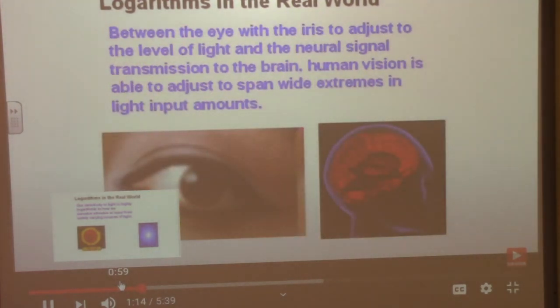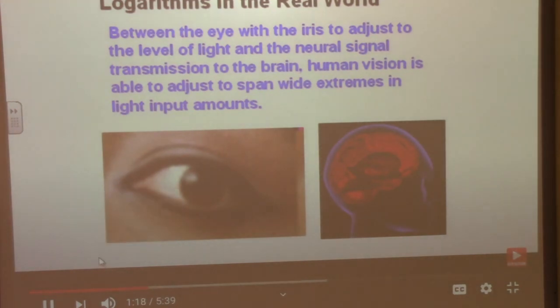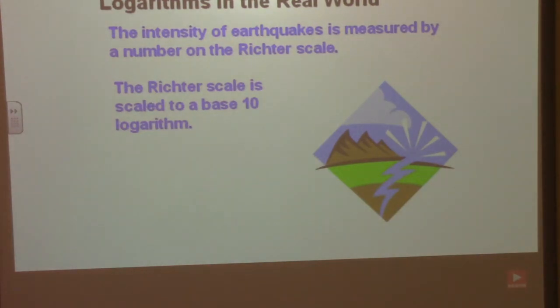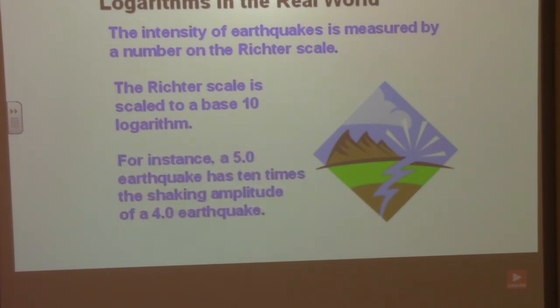Between the eye, with the iris to adjust to the level of light, and the neural signal transmission to the brain, human vision is able to adjust to span wide extremes in light input amounts. The intensity of earthquakes is measured by a number on the Richter scale, and the Richter scale is scaled to a base 10 logarithm. For instance, a 5.0 earthquake has 10 times the shaking amplitude of a 4.0 earthquake.